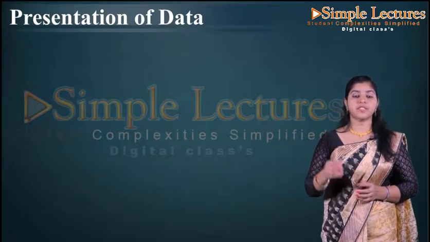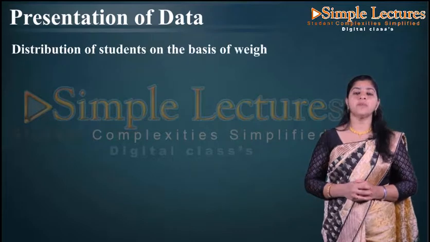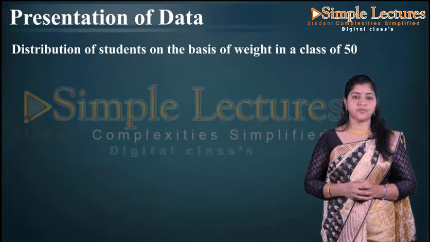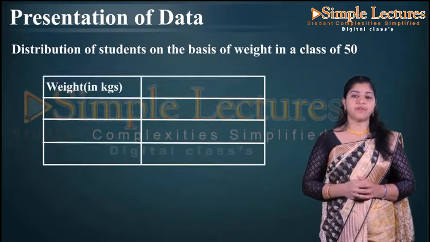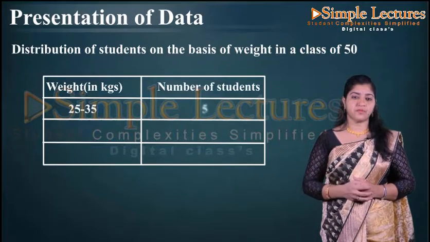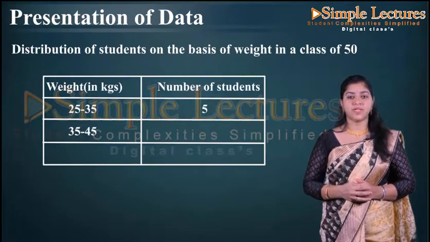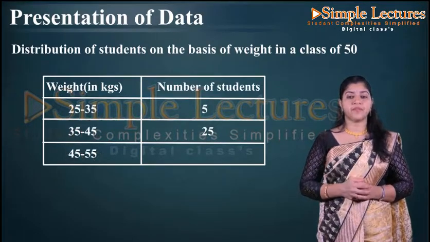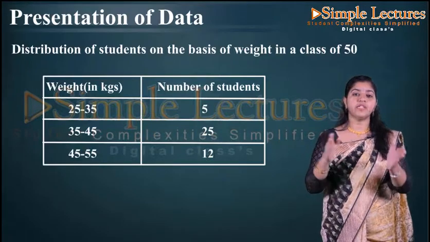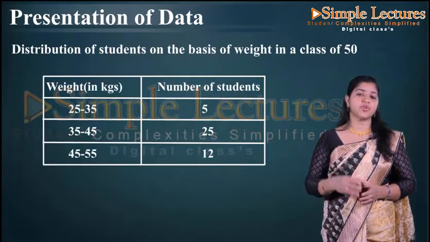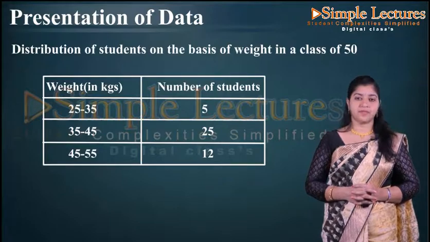Example, we can say distribution of students on the basis of weight in a class of 50. Weight 25 to 35, 5 students. 35 to 45, 25. 45 to 55, 12. So this way we see numbers each and every time, so it is known as quantitative classification.